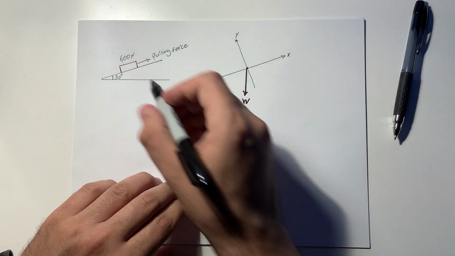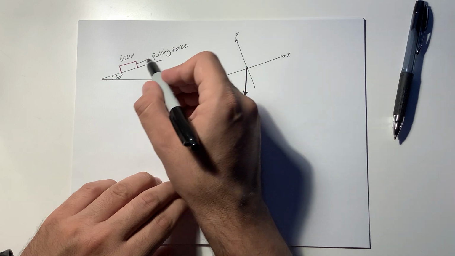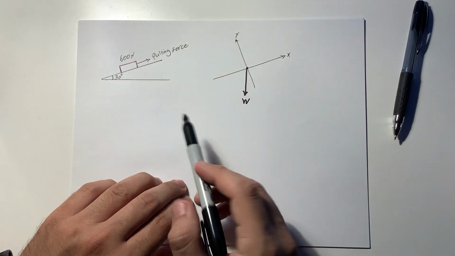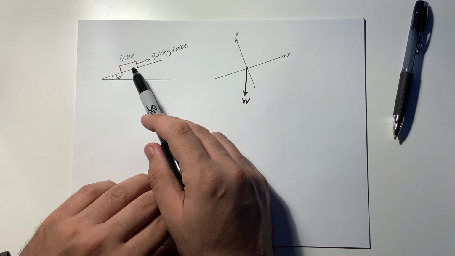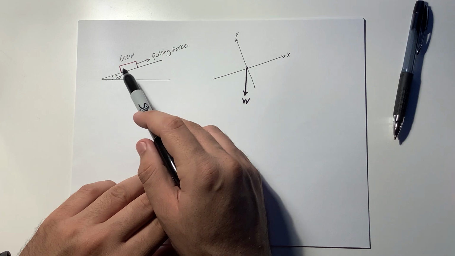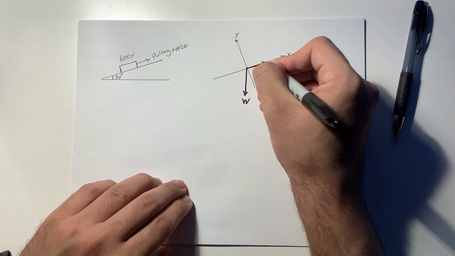The next one is the force, let's just call this force P, exerted on the object parallel to the incline to pull this object up. So that force, let's call it P, is right here.